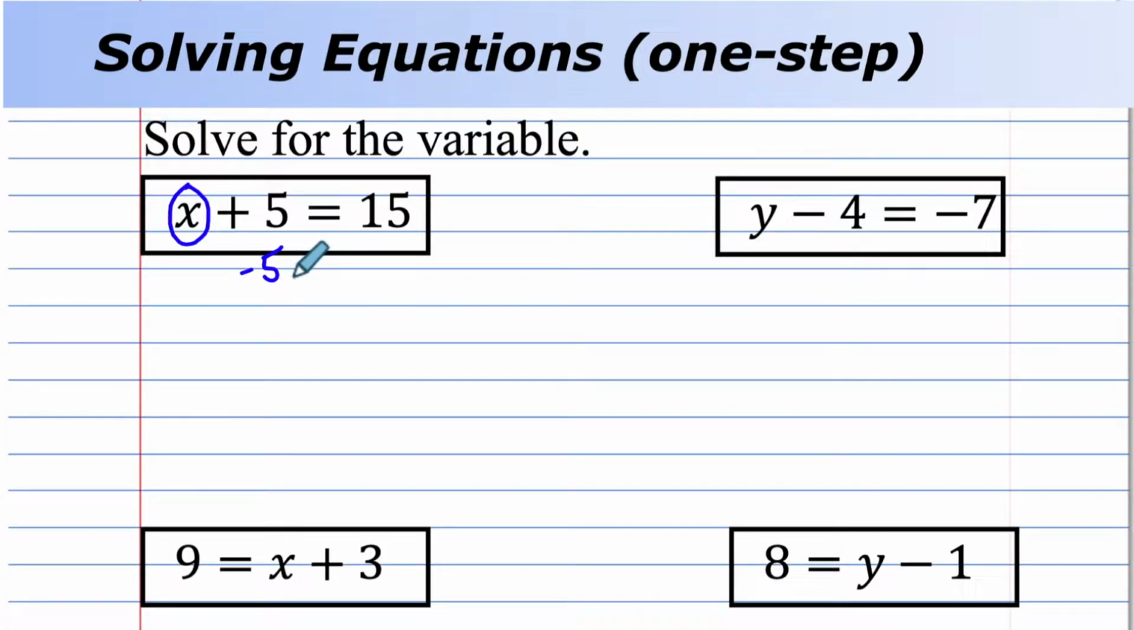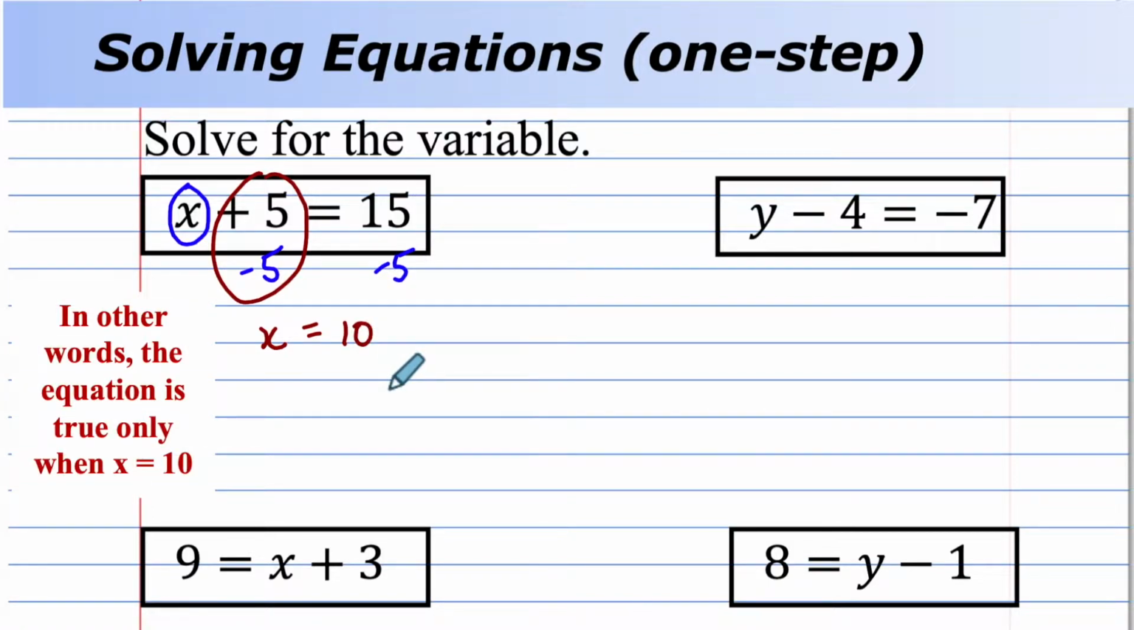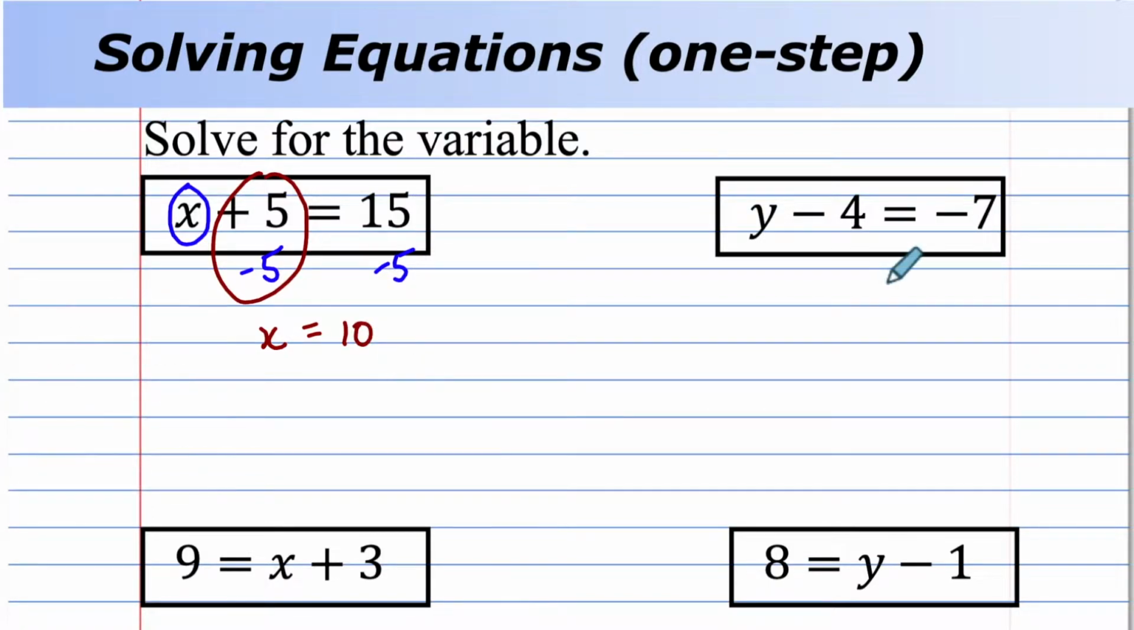But what you do to one side of the equation, you have to do to the other. So you're going to subtract 5. That one becomes a 0 pair, and you're left with X all by itself. 15 subtract 5 is 10. The solution to this equation is X equals 10. Second one.